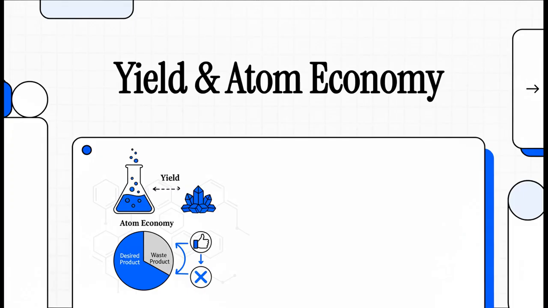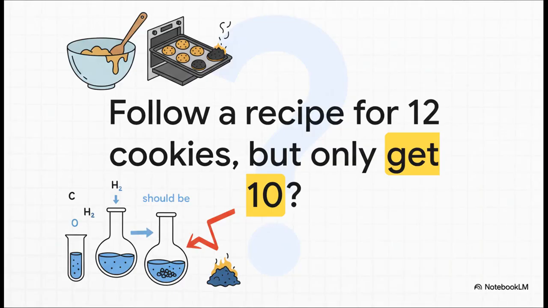Okay, let's dive in. So, just imagine this for a second. You've got a recipe that says it makes 12 cookies. You follow all the instructions perfectly, but when you pull them out of the oven, you've only got 10. Maybe a bit of the dough got stuck in the bowl or one got a little bit burnt. Well, believe it or not, the exact same thing happens in a chemistry lab. Just because your math says you should make a certain amount of something, it doesn't mean you always will.